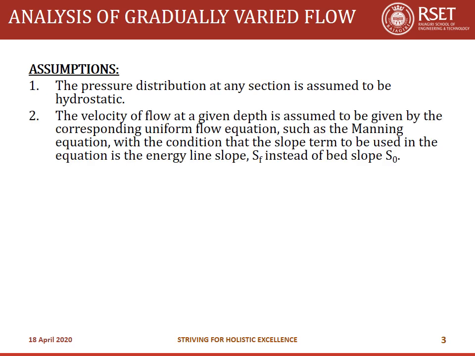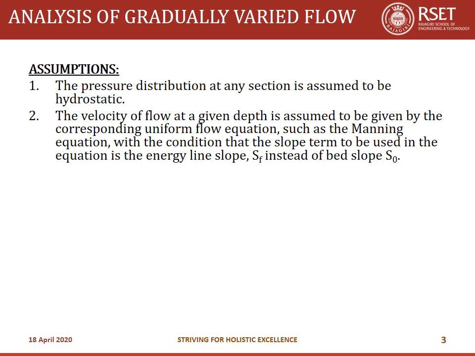The second assumption, please look at it closely. The velocity of flow at a given depth for a gradually varied flow is assumed to be given by the corresponding uniform flow equation, such as the Manning's equation or the Chezy's equation, with the condition that the slope term to be used in the equation is the energy line slope SF instead of the bed slope S0.